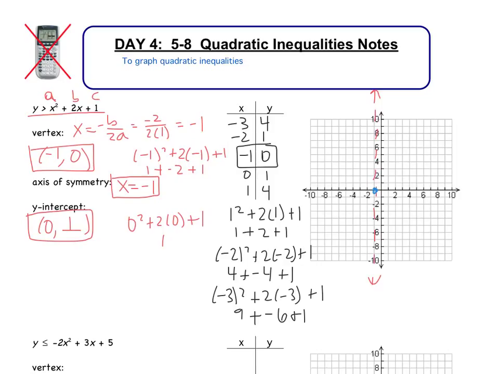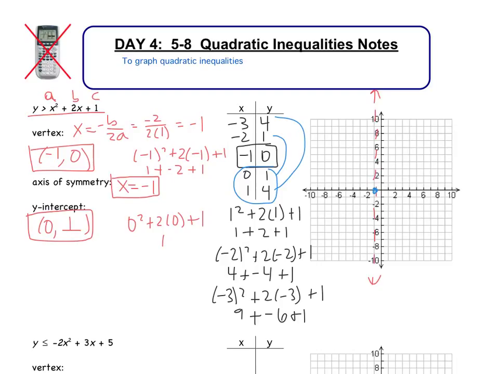Now remember, because of the symmetry of a parabola, these values are always going to match. So really, all I needed to do was substitute these 2 values in, and then I would know that my other 2 points were negative 3, 4, and negative 2, 1. I'm going to substitute all the points in just so that I can check my answer.